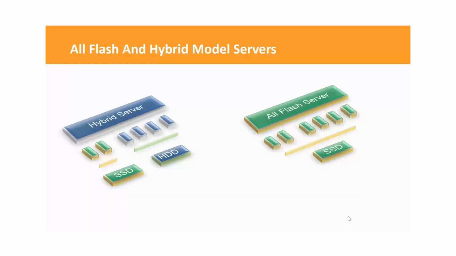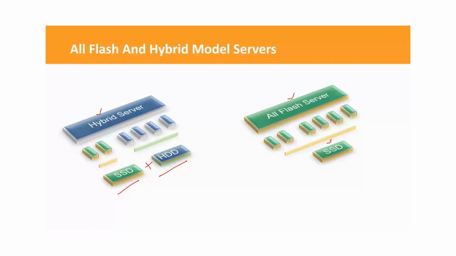This image shows the hybrid server and the all-flash server. We have different architectures for both models. Here we have a hybrid model server, which has SSDs and hard disks. The combination, or mixing, of SSDs and hard disks is the hybrid model server. On the other side, we have the all-flash server, where we have just SSDs. There is no hard disk.